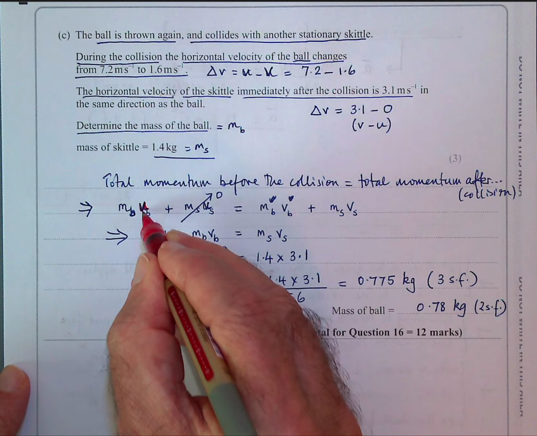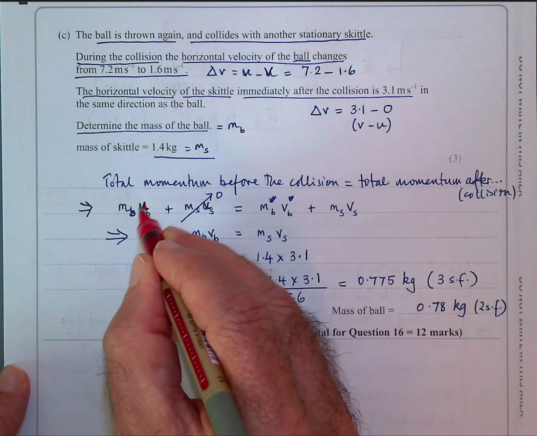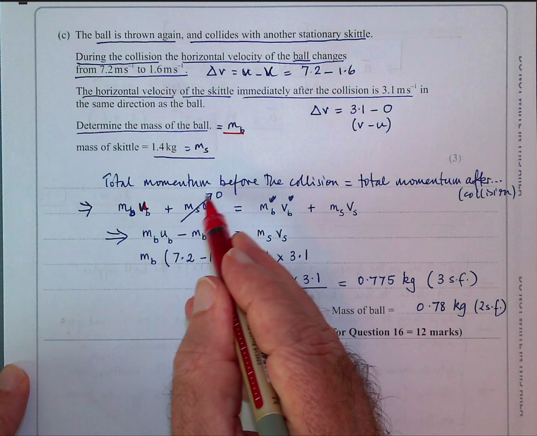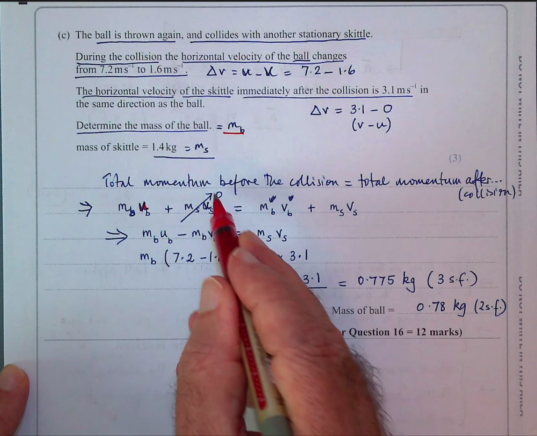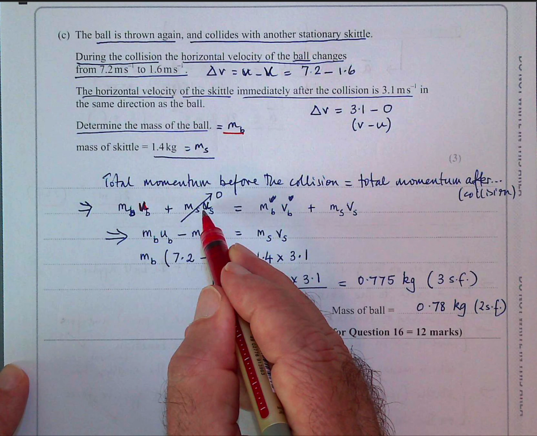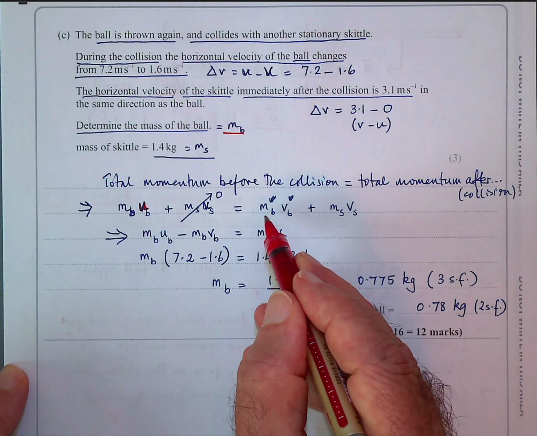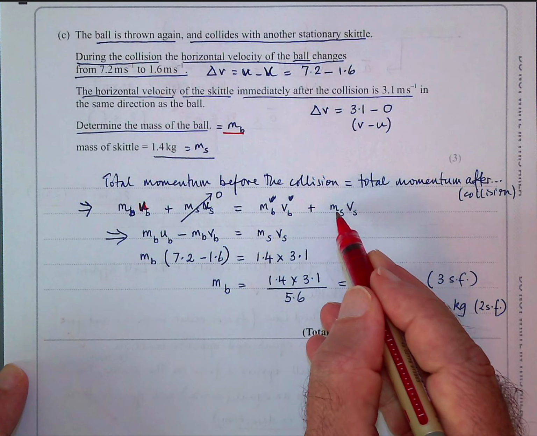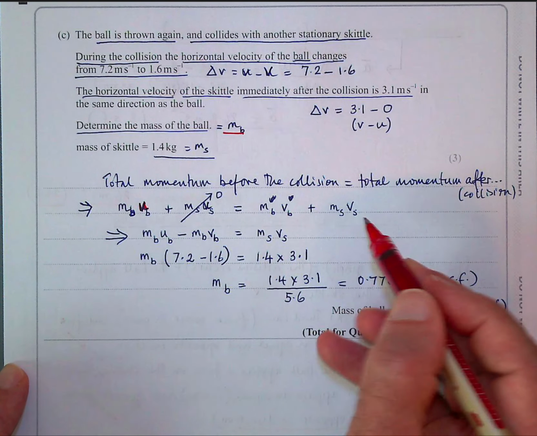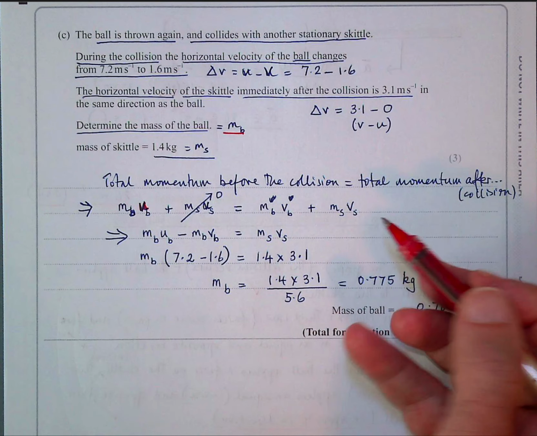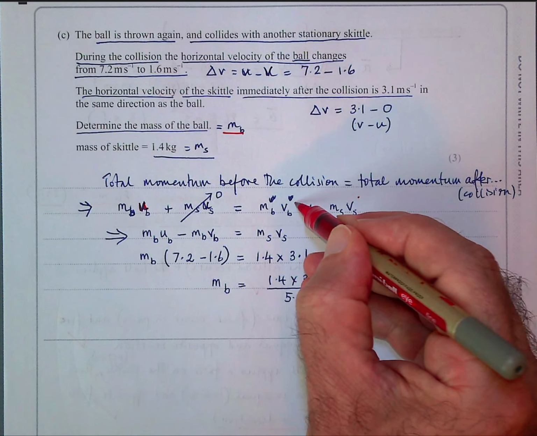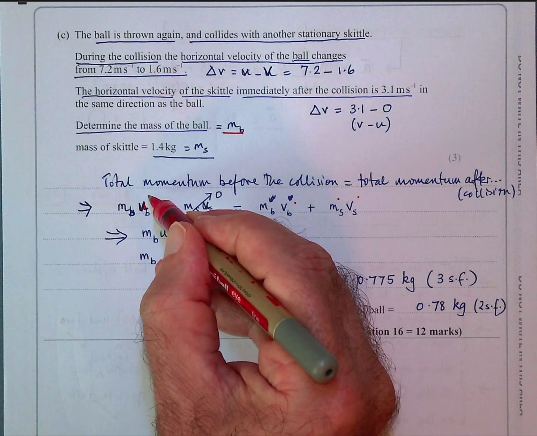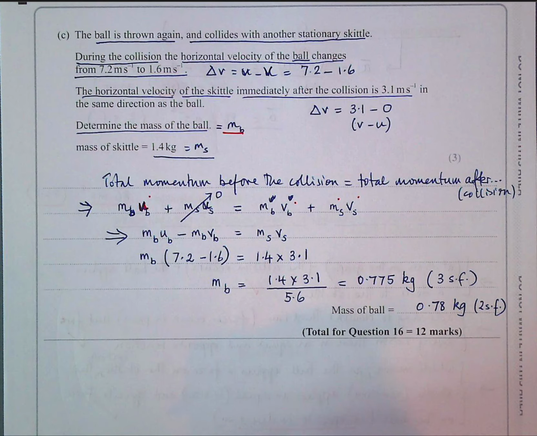So the initial velocity of the ball times the mass of the ball, which is what we want to work out, plus the mass of the skittle times its initial velocity, which is 0 because it wasn't moving, will be equal to the mass of the ball times the final velocity of the ball, plus the mass of the skittle, which is now moving, times the velocity of the skittle. Okay, so we know Vs, we know Vb, we know Ms, and we know the initial velocity of the ball.